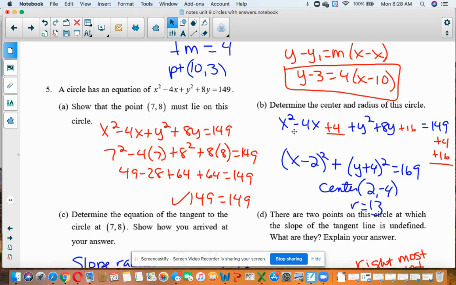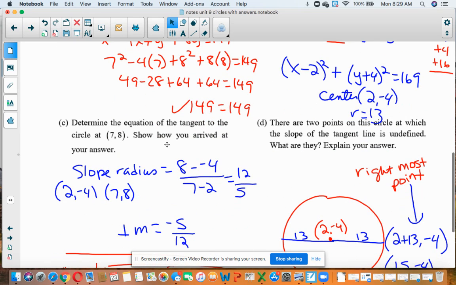This now is a trinomial that I can factor. It's a perfect square. It's x minus 2 squared. And this is a trinomial that I can factor. It's y plus 4 squared. So my center is positive 2, negative 4. And this is the radius squared. So my radius is 13.